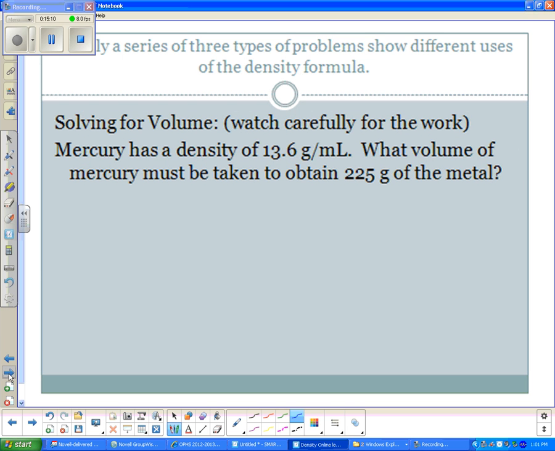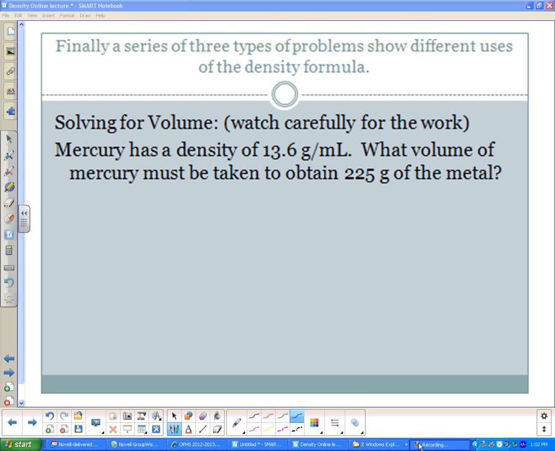Okay, so finally here, we have a series of 3 types of problems that show different uses of the density formula. For solving for volume, watch carefully again for the work that you need to show. Mercury has a density of 13.6 grams per milliliter. What volume of the mercury must be taken to obtain 225 grams of the metal? Start with your given and find, and we'll start there in just 1 second.